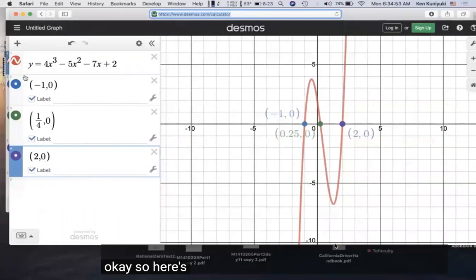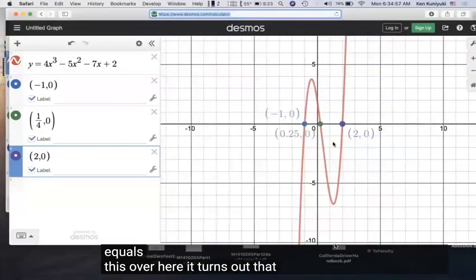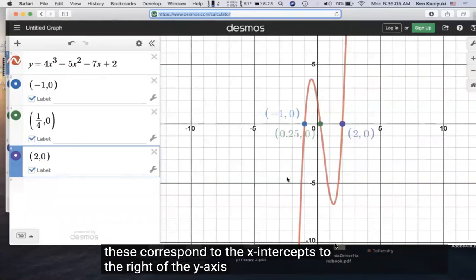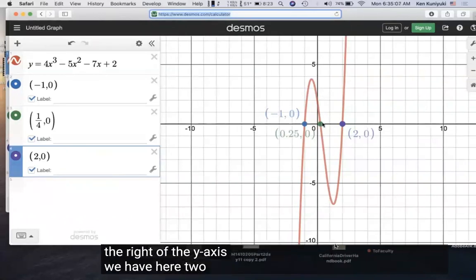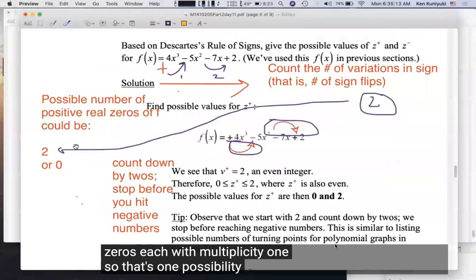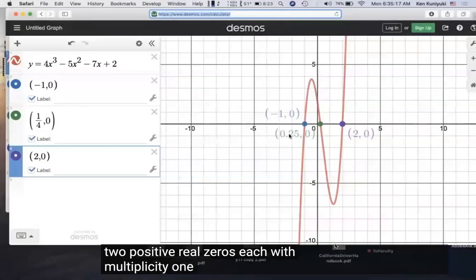Okay, so here's our old friend, right? y equals this over here. It turns out that we are going to have 2 distinct positive real zeros. These correspond to the x-intercepts to the right of the y-axis. We have here 2 distinct positive real zeros, each with multiplicity 1. So that's one possibility. And in fact, we do get 2 positive real zeros, each with multiplicity 1.